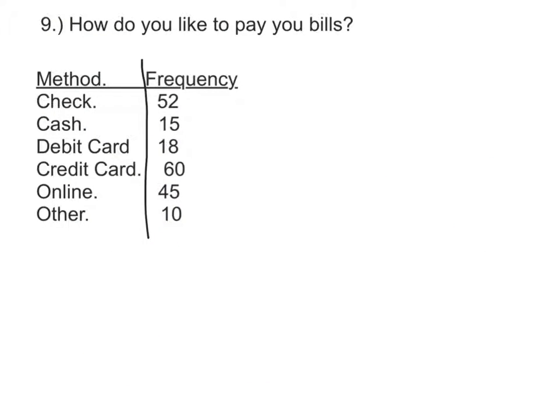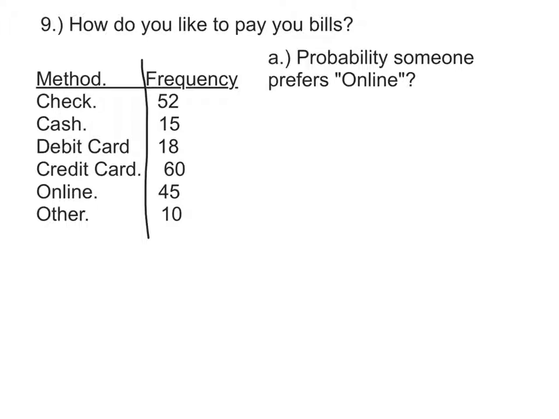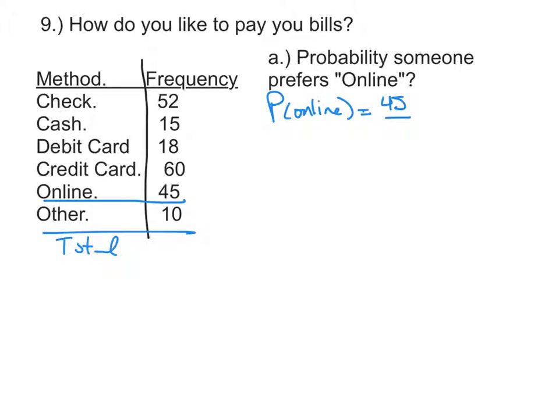A bunch of people were asked how they like to pay their bills, and the results are recorded in this table. First of all, what's the probability that someone would say they preferred to pay their bills online? Well, it's easy to find how many people said online. So that probability will have 45 in the numerator. But we need to know what the denominator is. In order to do that, we have to find out what the total, how many people were surveyed.